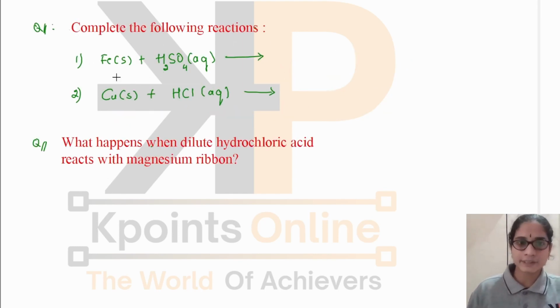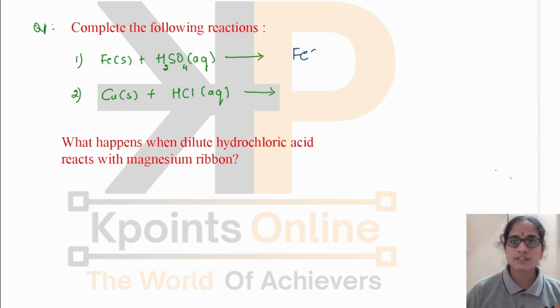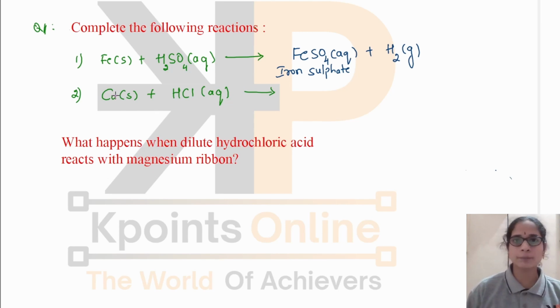Complete the following reactions. Iron plus sulfuric acid. This comes under the reaction of metals with acids. Metals react with acid to form salt and hydrogen gas, as we have just studied. So there is a formation of iron sulfate and liberation of hydrogen gas. This is iron sulfate. Then the reaction of copper with hydrochloric acid. Here also, treating copper as more reactive than hydrogen, it forms copper chloride. This is copper chloride.